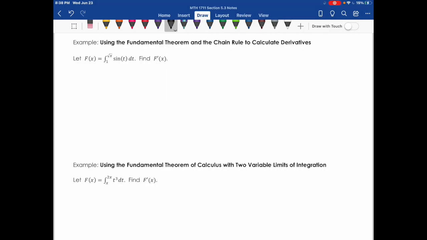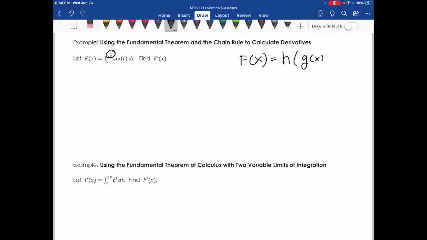In this next example, we're going to use the fundamental theorem of calculus with the chain rule. If you notice, we have the function capital F of x equal to the integral of sine t dt, and we need to find the derivative of capital F. So we don't just have x up here. To use the fundamental theorem of calculus, we need that upper limit to be x. And so we can look at capital F of x as a composition function.